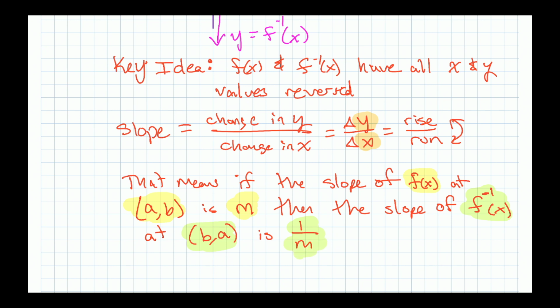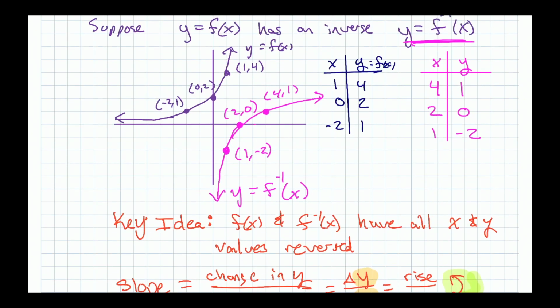Does that make sense? Because if you switch the x and the y values, then the rise over the run is going to be upside down as well. Right? Change in y over change in x is going to be the change in x over the change in y, or the inverse. So just to make it concrete, if I come over here and pick a point and we find the slope, and I don't know what that slope is, but let's say that slope is m equals 3 over 4 or something like that.